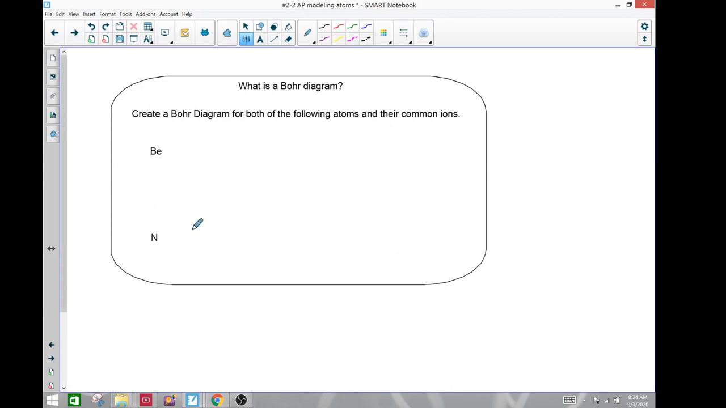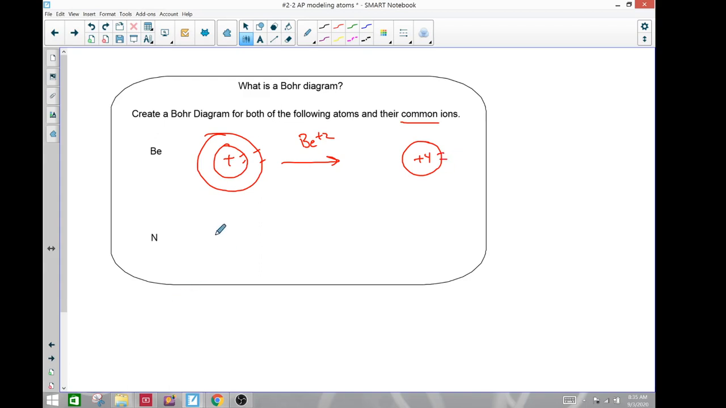Let's try some examples. Beryllium. Find it on the periodic table. Okay. Nucleus and their common ions. So 1, 2 energy levels. 1, 2, 3, 4. Most common ion, want to lose these to expose a full inner shell for stability purposes. Beryllium plus 2. So that would be nucleus. Still got 4 protons, and I've only got 2 electrons, and there they are.